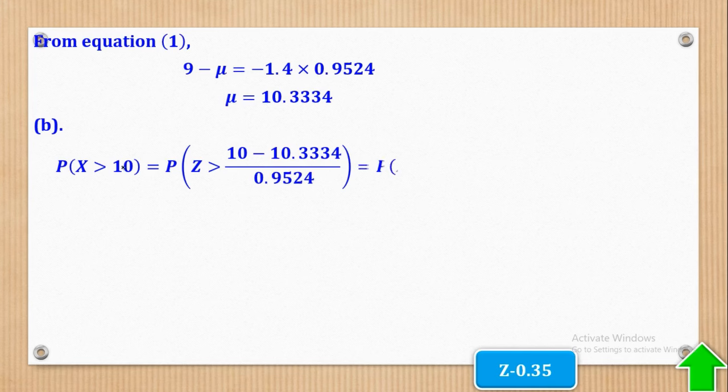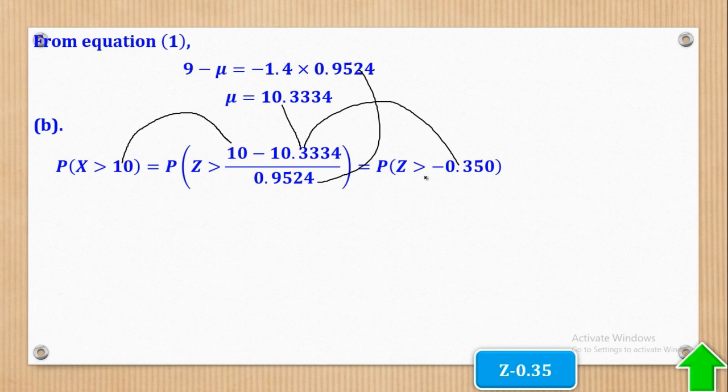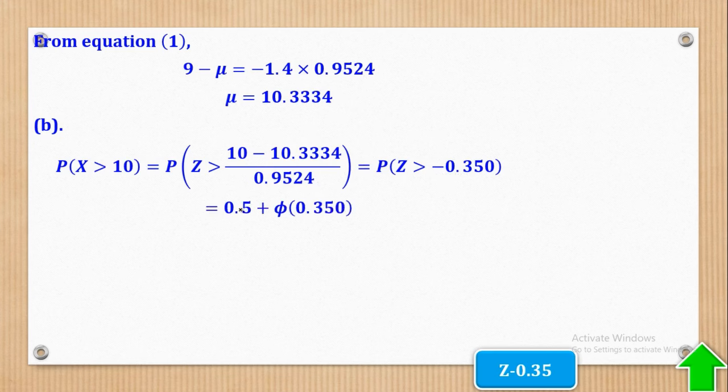So x greater than 10, the first thing to do is to standardize. The good thing, we have got the mean, which is this, and we also know the standard deviation, which was that. When I use a calculator and round off to 3 decimal places, it will be negative 0.350. Next is to express in terms of phi, and it will be 0.5 plus phi of 0.350. So by symmetry, this negative becomes a positive at that point.